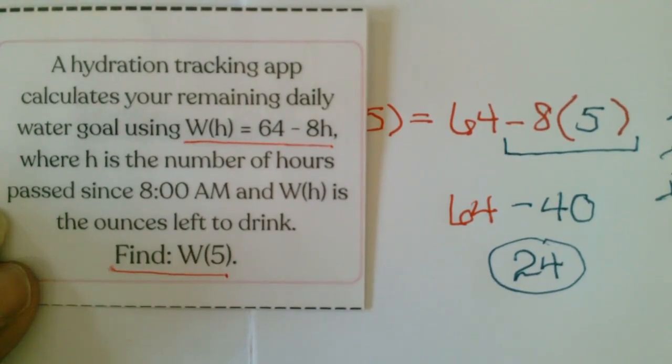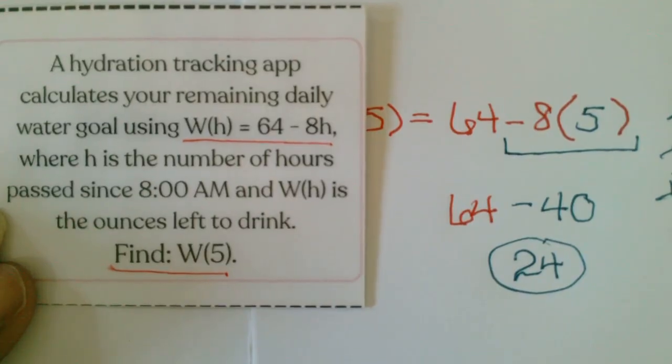Okay. Is it not 20? So 64 minus 40 is not 20, my dear. Can't be happening. Okay. Alright, so we'll take a look.